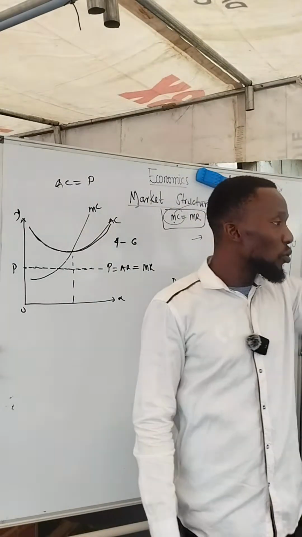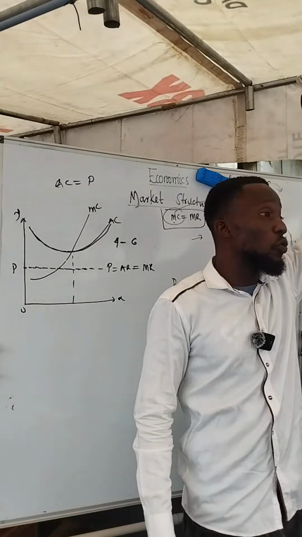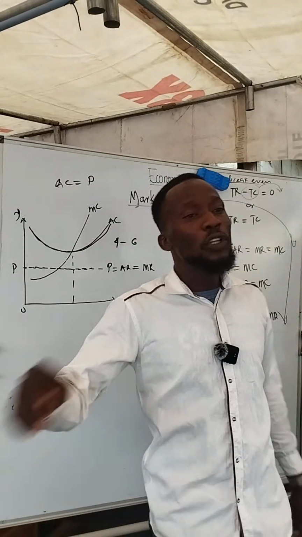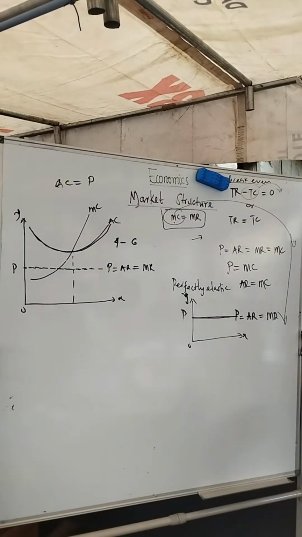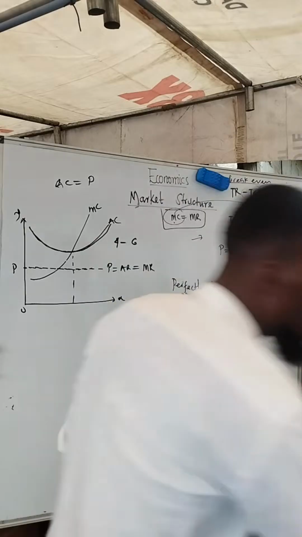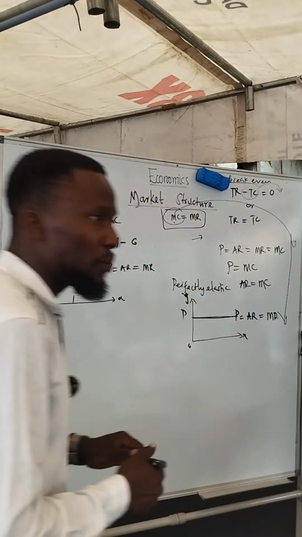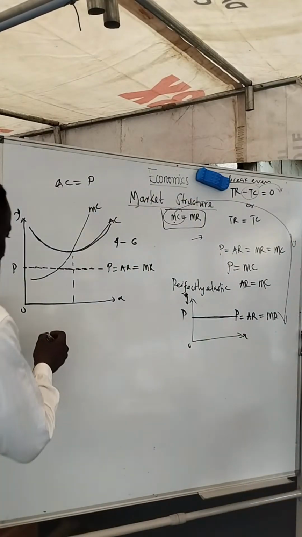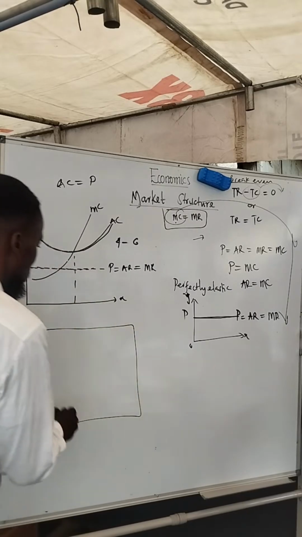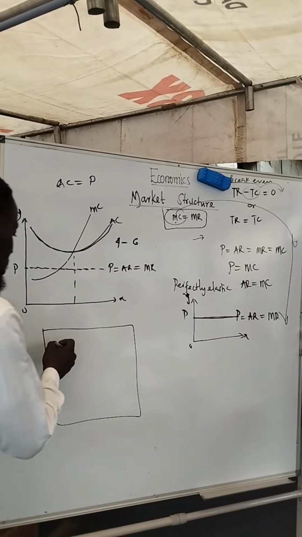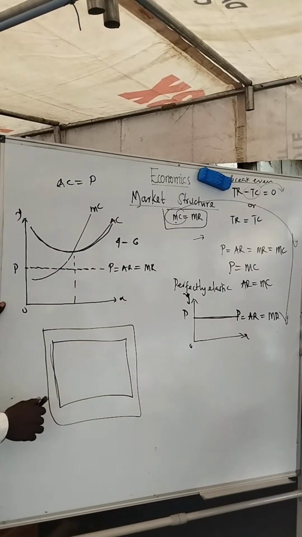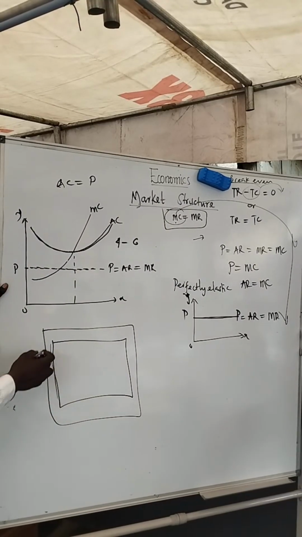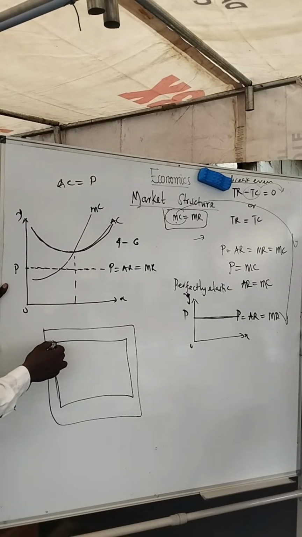Have you played Monopoly, that game that they call Monopoly? I want to use this example to bring my point home. Let's say this is the board, and on the board there are different markets or different properties, they call them property or assets.